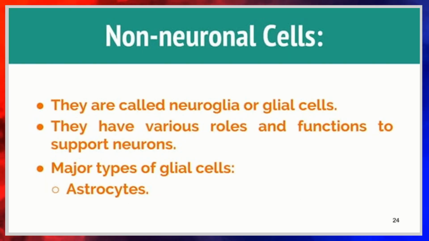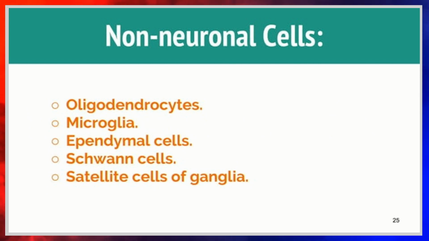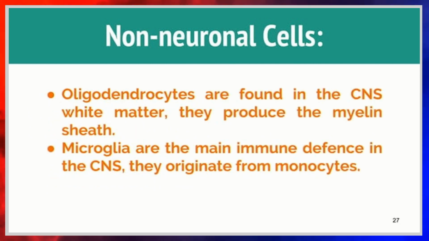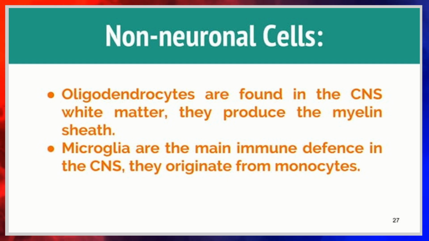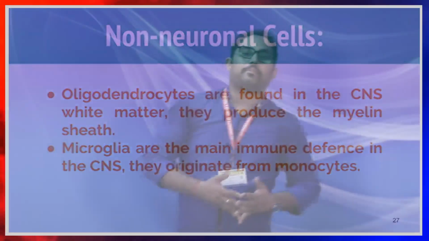Now, if we talk about the non-neuronal cells, they are called the neuroglial cells or simply the glial cells. Okay. Now, they have various roles and functions to support the neurons. Now, the major types of glial cells are the astrocytes, oligodendrocytes and microglia. Oligodendrocytes are found in the CNS white matter and they produce the myelin sheath. Now, as I have already explained, the presence of the myelin sheath is primarily responsible for the fast conduction of the nerve fibers.